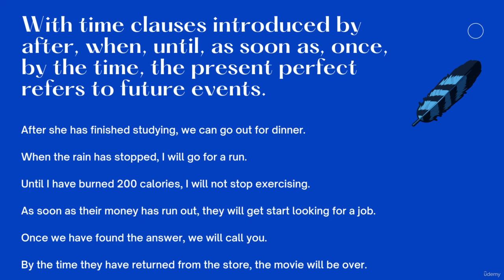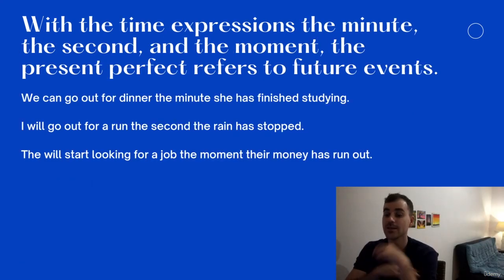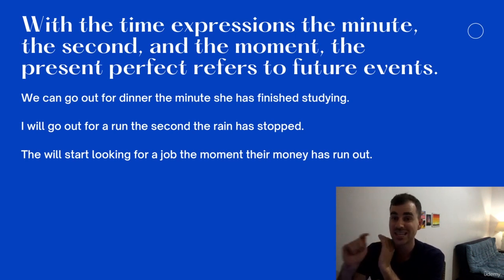As soon as their money has run out, they will get started looking for a job. Once we have found the answer, we will call you. By the time they have returned from the store, the movie will be over. With the time expressions the minute, the second, and the moment, the present perfect also refers to future events. Try to find the time expressions in these sentences.